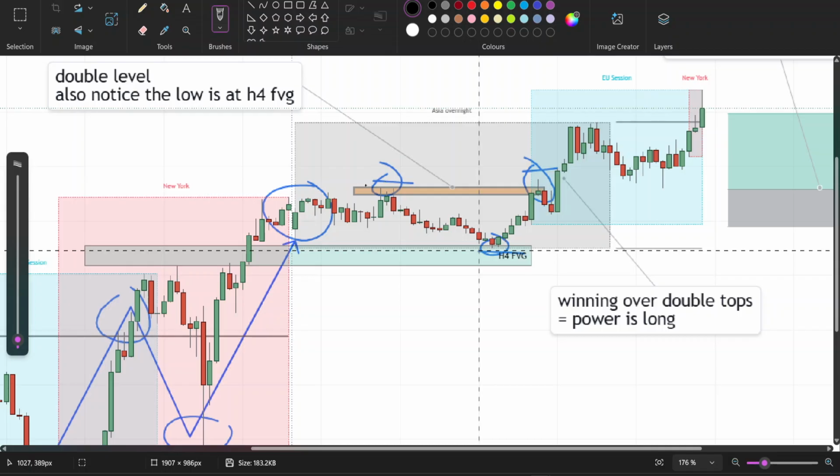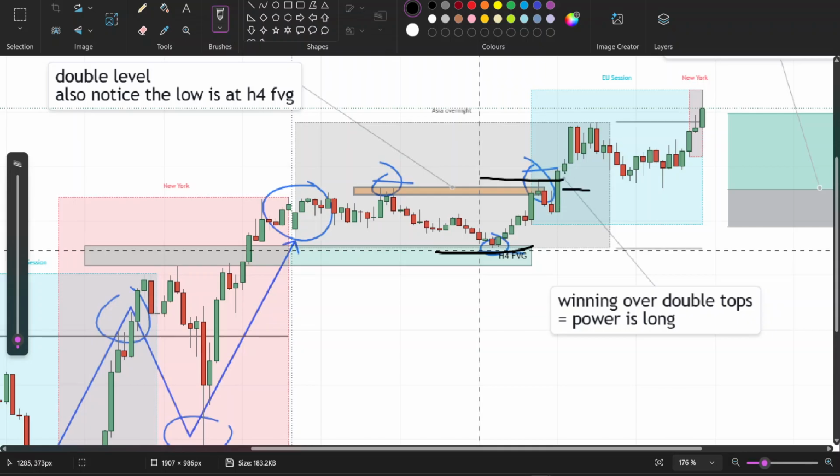Okay, so I draw in the yellow box. I draw 3 circles. This one, and this one. And so we have a double level. We need to see price is currently contained within this and this. Price is here. I want to see what happens. So at the point this green bar is closed, notice what I say. Winning over double tops. Power is long. Yes. Okay, so notice when we win.